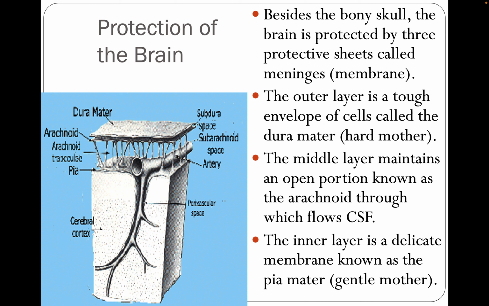Cerebrospinal fluid is what we used to check if we thought somebody had meningitis. If we thought there was an infection in the brain, we would check the cerebrospinal fluid. The inner layer is a delicate membrane known as the pia mater, or the gentle mother. So we have the dura mater on the outside, which is a tough mother. It's the envelope of cells. As you remember, the astrocytes make up the dura mater. Then you have the arachnoid, which is the open area. And last but not least is the second membrane, which is a little bit thinner and not as difficult to get through. And that is the pia mater.